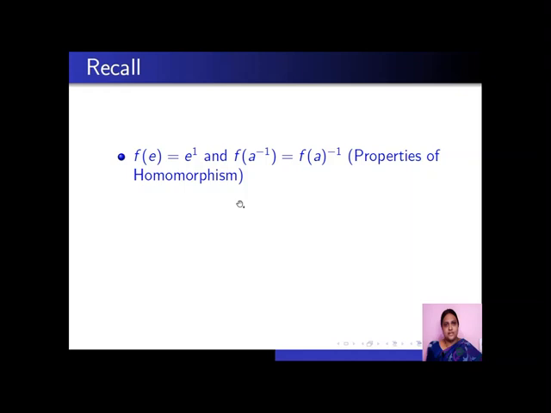Before going to discuss the topics, let us recall a few important definitions. The first one is the properties of homomorphism. We know very well that if f maps G to G dash is a homomorphism, then f of e is equal to e dash. That means the image of the identity element in G is equal to the identity element in G dash. And the second property is f of a inverse is equal to f of a whole inverse. Means the image of a inverse is equal to the inverse of the image of a, where a belongs to G and f of a belongs to G dash.